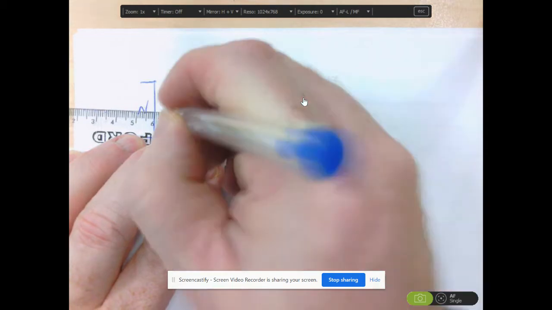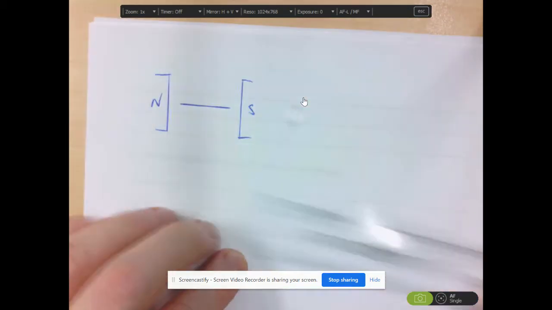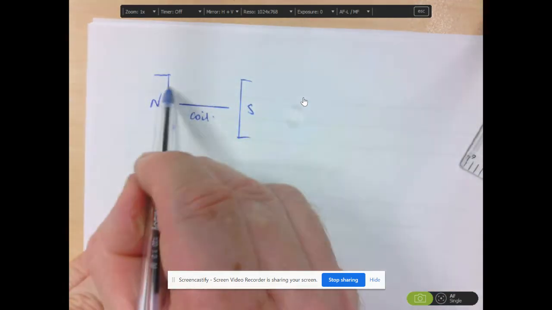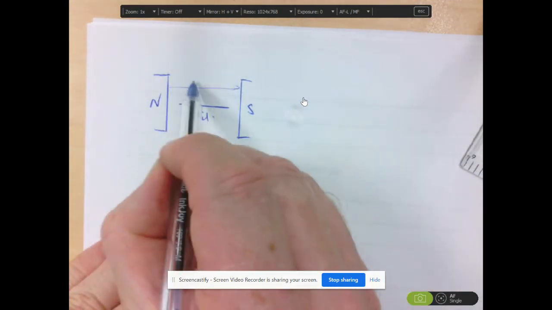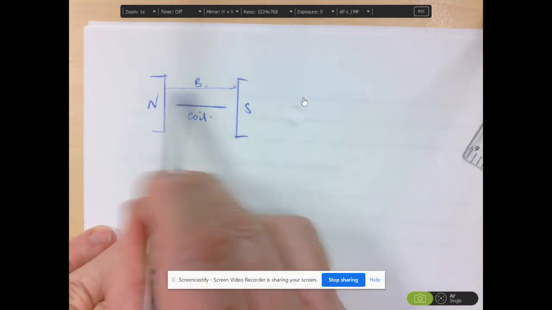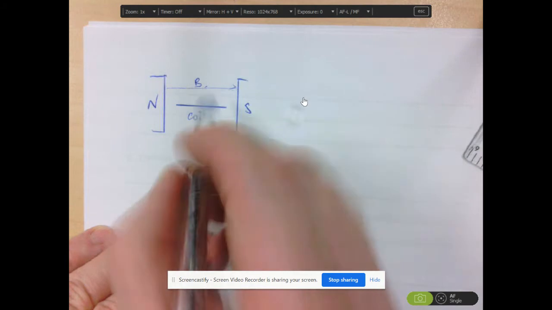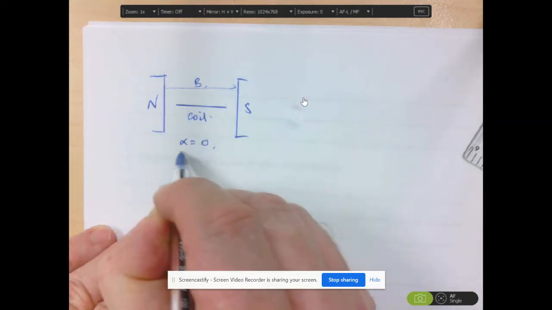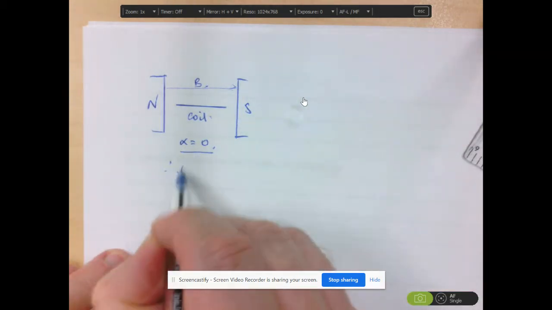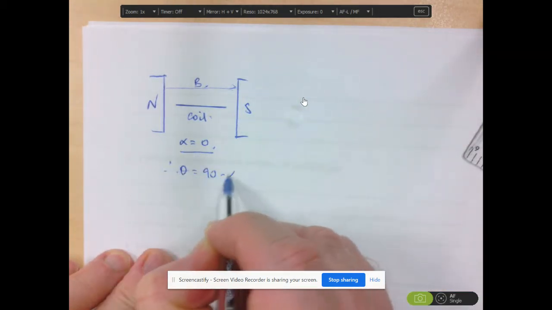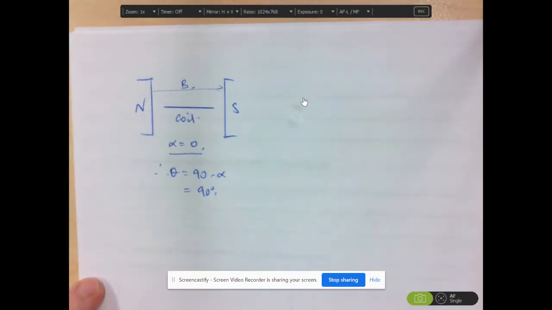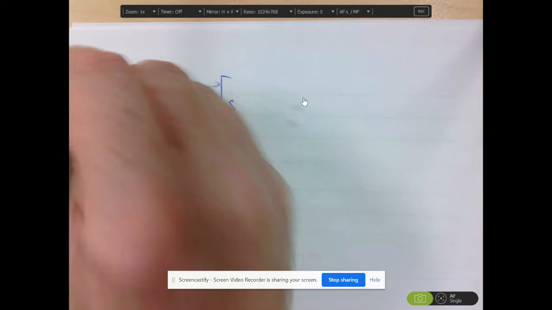But more importantly, here, viewing side on, is the coil. So there's B, that's the direction of the magnetic field there. The angle between B's direction and the coil, alpha, is equal to 0. So alpha is the angle between this line and that line. That means that theta is 90 minus alpha, which is 90 degrees.